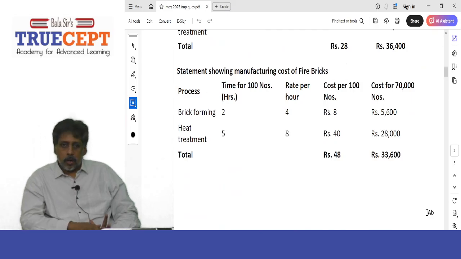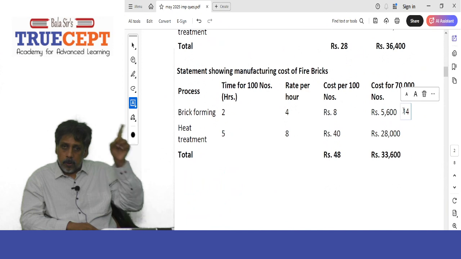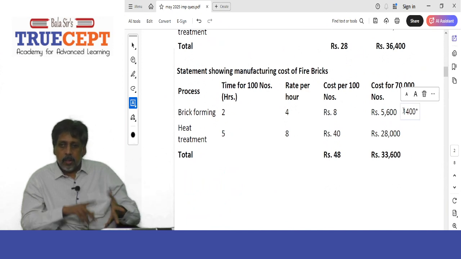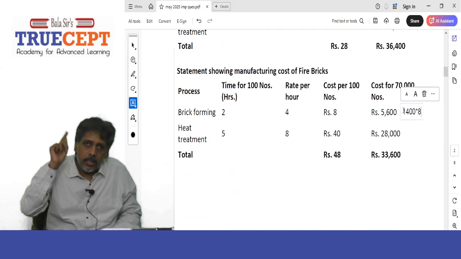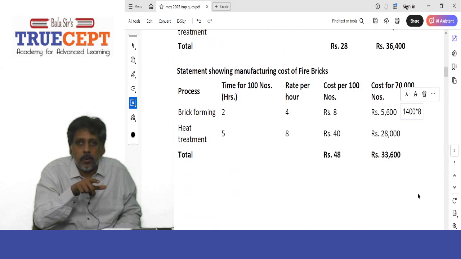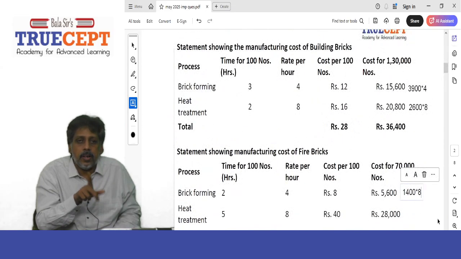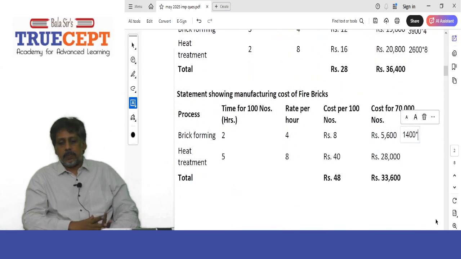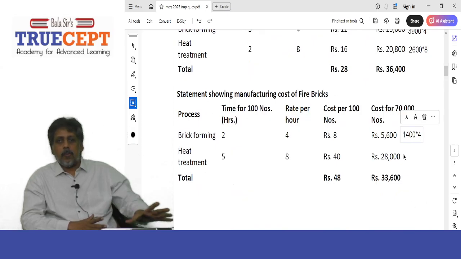Or you can take the shortcut. Take 1,400 hours that you have for department 1 on fire bricks. That into rupees 4 per hour will give you 5,600 directly. Rupees 8 per hour? No, sorry, I'm really sorry. Process 1 is 1,400 hours into 4 rupees per hour, which is 5,600. Is that fine? 4 rupees per hour.